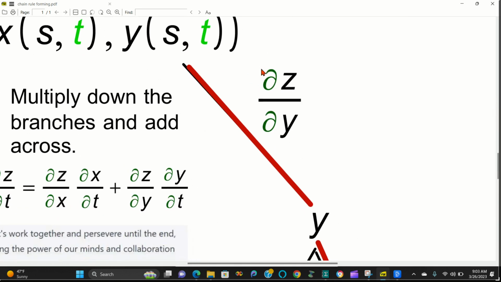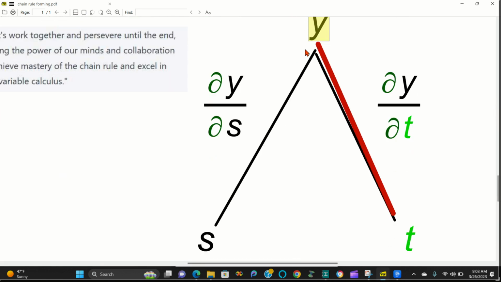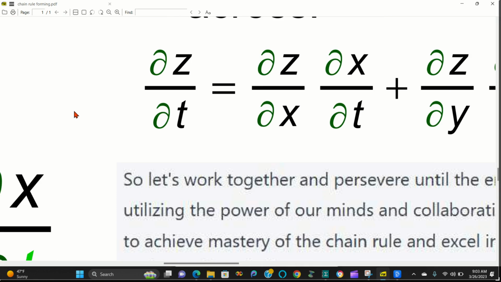Again, this is going to be z with respect to y, that derivative. And then that brings you to this here. But the y itself, as you can see, also depends on two variables. You go down this branch where y depends on t. So now you write a chain rule down for this step. How do you do it?